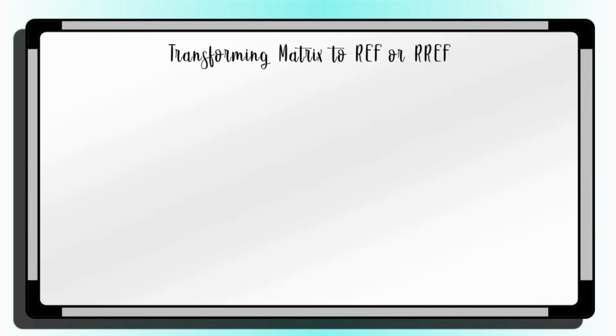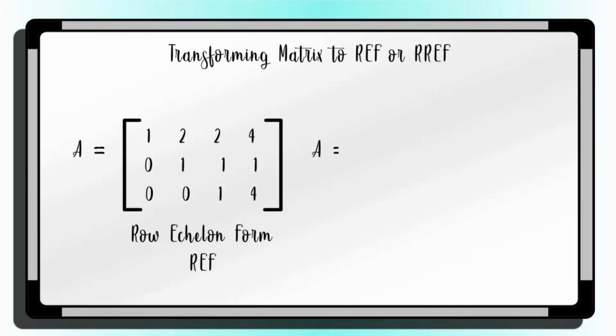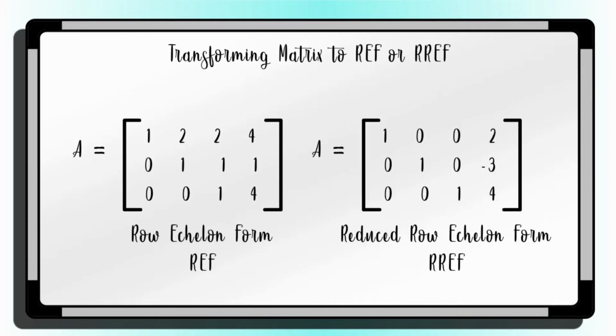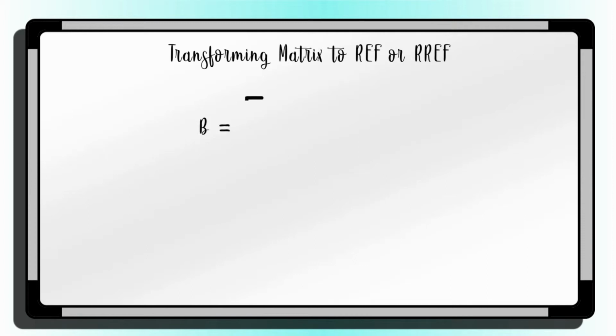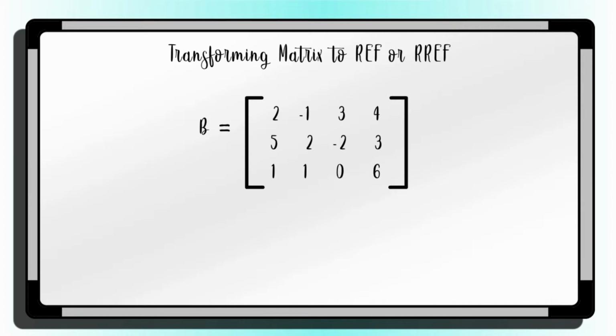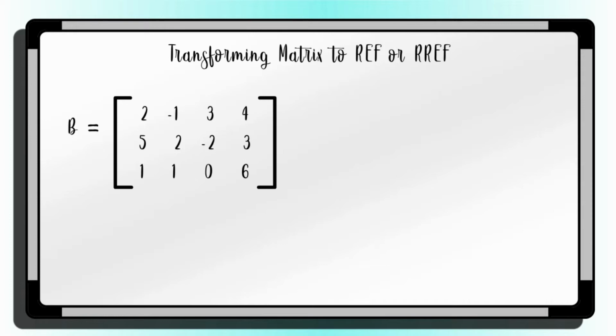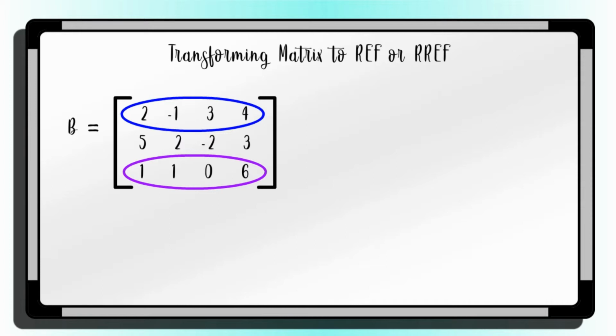We successfully transformed matrix A to REF and RREF. Here is another example of transforming a matrix to REF or RREF. If you notice, the first entry of the third row is 1, so we will use type 1 operation to interchange R1 and R3.